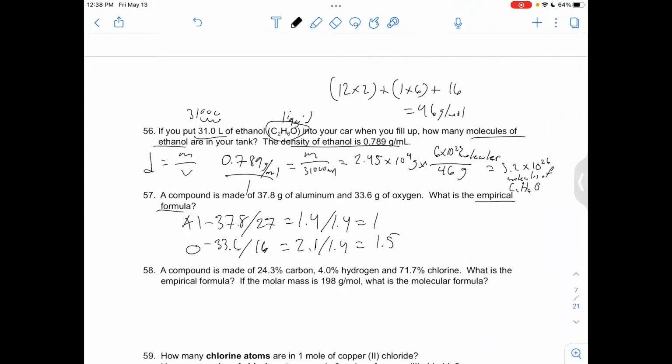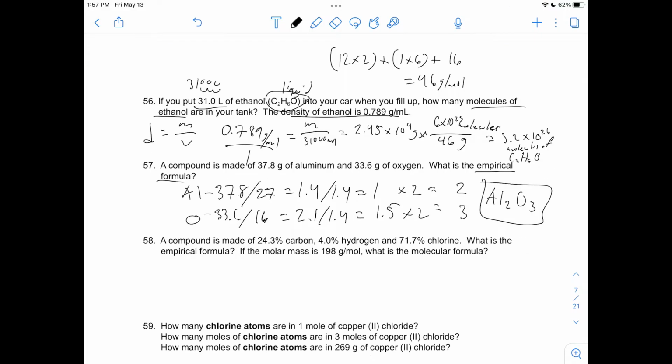is equal to 1.5. However, you can't have 1.5 atoms of oxygen, so I'm going to multiply them both by 2 to get them into whole numbers. So there are going to be 2 aluminums and 3 oxygens. That's the empirical formula.